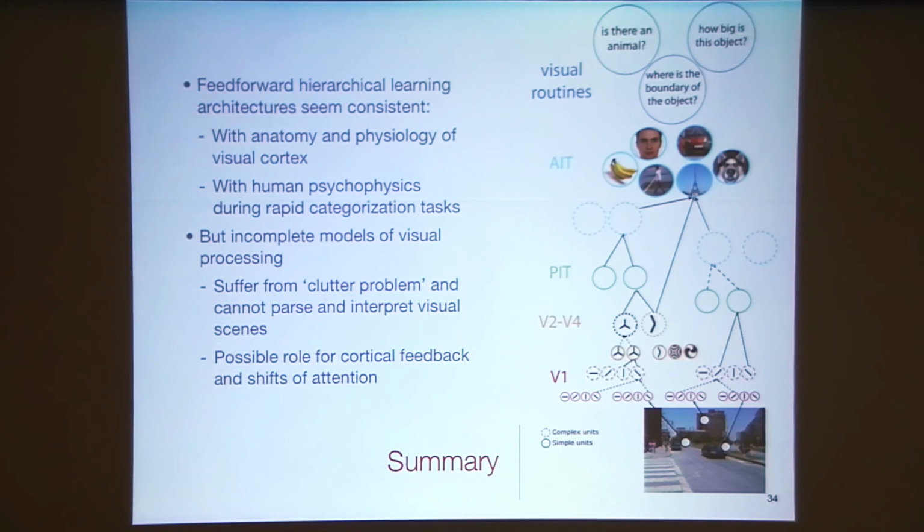It suffers from this clutter problem, which is something that people already know in computer vision, a problem with bag-of-words approaches. But, more importantly, they are highly limited in terms of the representational power they have for natural images. So in particular, they wouldn't be able to parse and interpret complex visual scenes. The point I'd like to make, and I'll give you more details about that tomorrow, is that cortical feedback and attentional mechanisms would be needed to extend this type of architecture to allow it to start performing more interesting visual tasks.